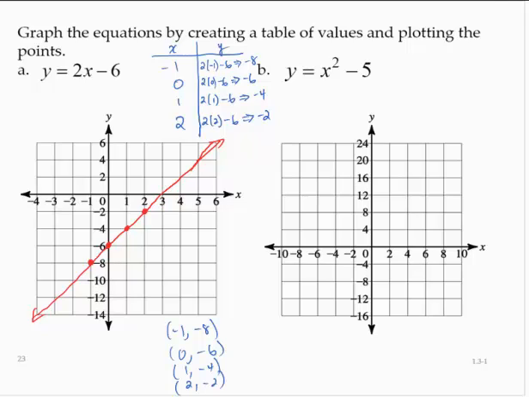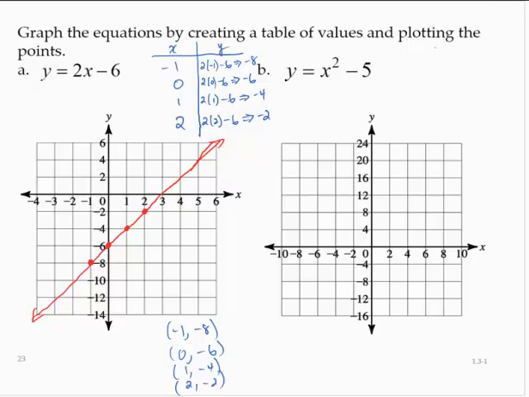For y equals x squared minus 5, I'm going to use a few more ordered pairs. Especially once you see that it's what we call a nonlinear equation. Once you see that the variables are being raised to anything other than the first power, you want more ordered pairs. Generally want at least 5 ordered pairs for anything nonlinear.